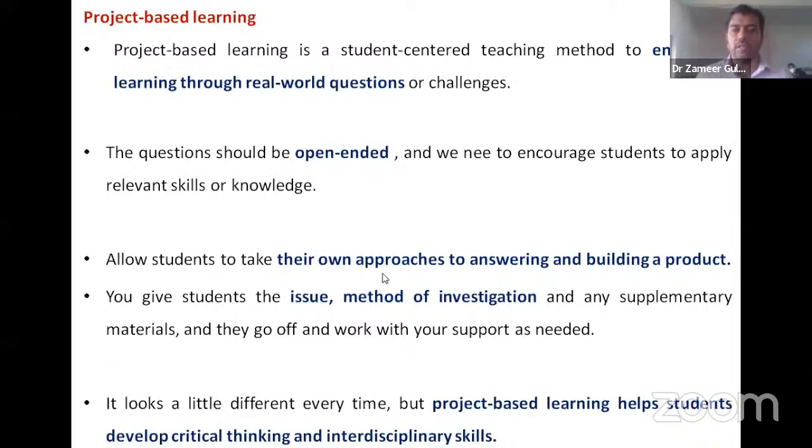That's what I told you, that we need to encourage the students to apply the knowledge and the relevant skills. And the teacher knows what kind of skills students will have in the first, second and third semester. They can engage them in projects. In project-based learning, we should allow the students to come up with their own idea, their own solution, and build that product. Whatever project they want to do, we should allow them to use their own ideas and solutions to a problem.